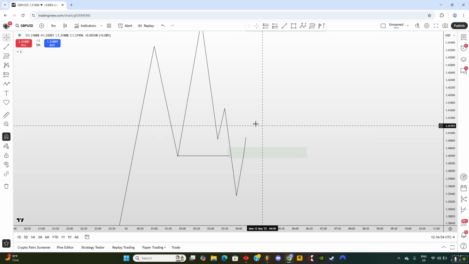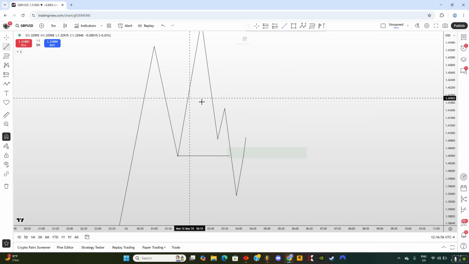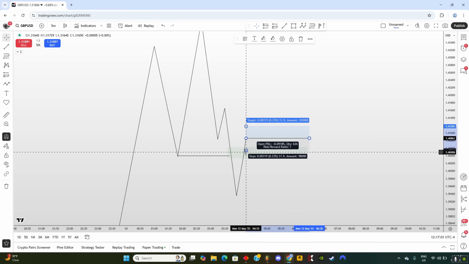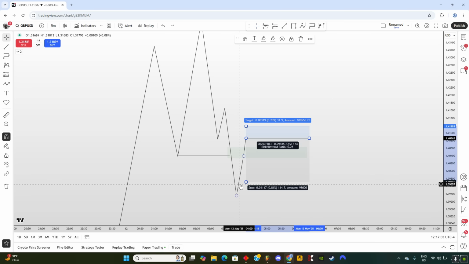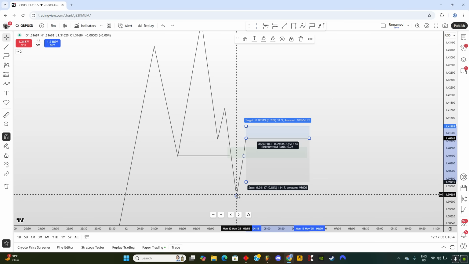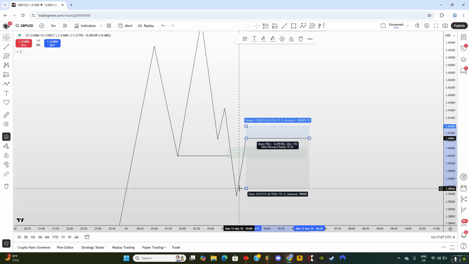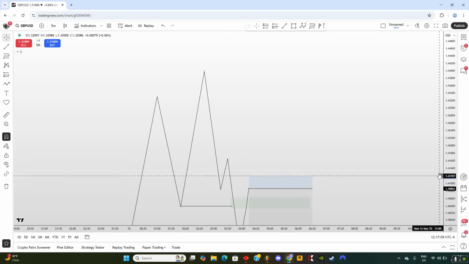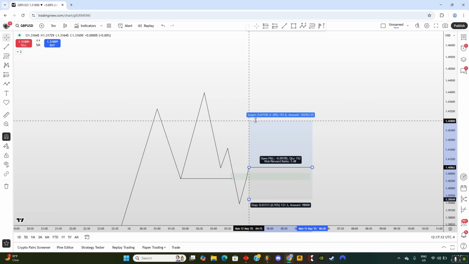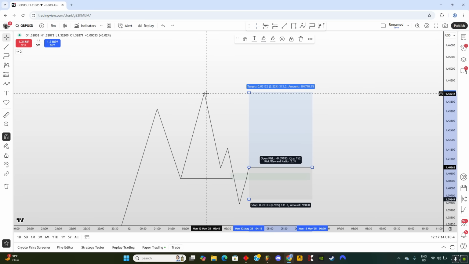Now, once you have your inversion, what you are simply doing is taking a long position, guys. You're simply taking an entry right here. You're putting your stop right below the bodies of the candles. So this is the low, and you want to put your stop below the bodies of the candles. And then you can essentially just target this high over here.